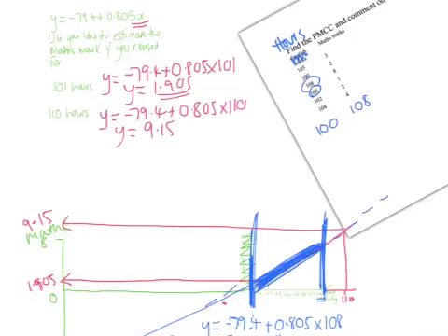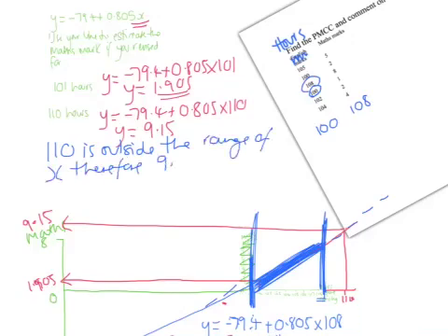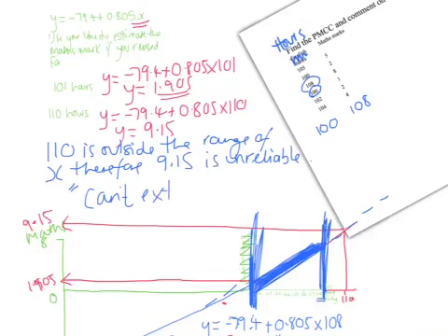And so what you need to say in answer to this question is 110 is outside the range of the x's. Therefore, 9.15 is unreliable. And the posh word for that, which some of you might do if you're scientists, is you cannot use the line outside of these limits. So the posh way of saying it is, I can't extrapolate. Oh, they're not catching me out.